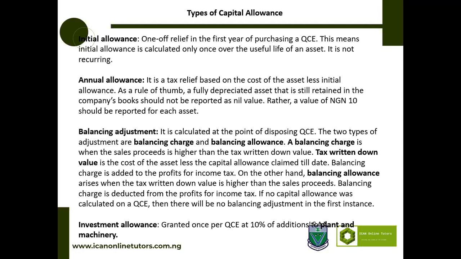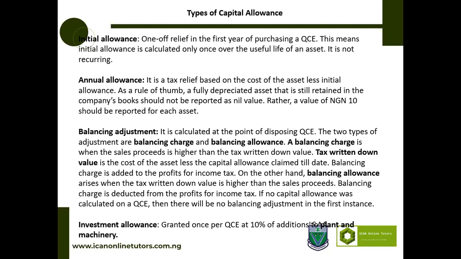Now I need to charge annual allowance. If I charge 25% of this 500,000, hello class, are you with me? Yes, sir. What is 25% of 500,000? 125,000. So the annual allowance is 125,000.